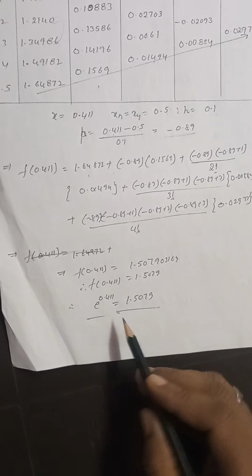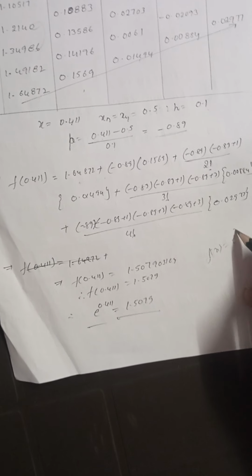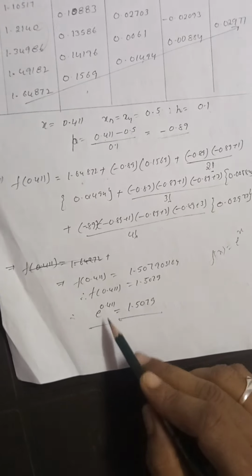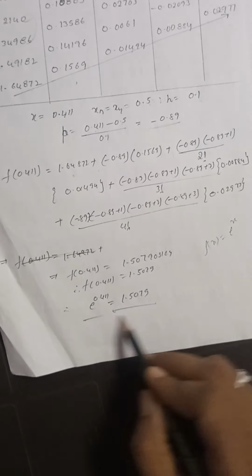But what is f of x here? f of x is equal to e power x. Therefore e power 0.411 value is 1.5075, right?